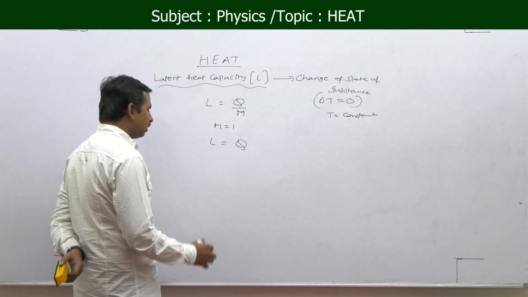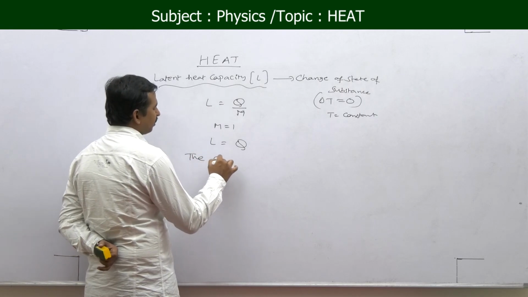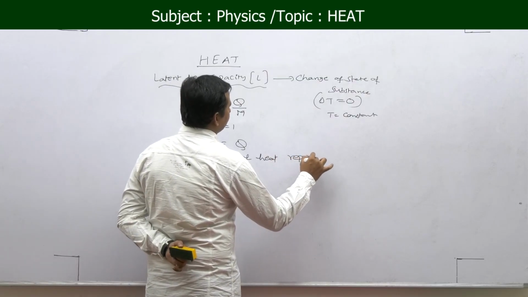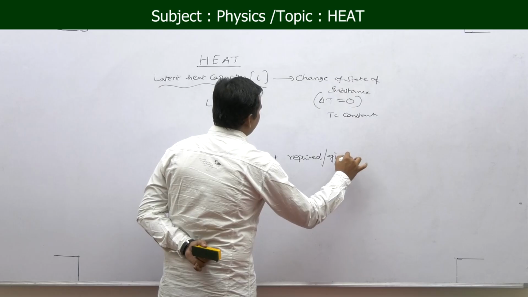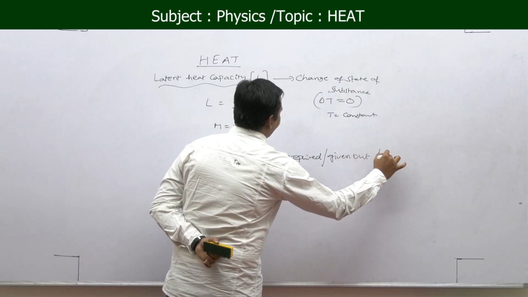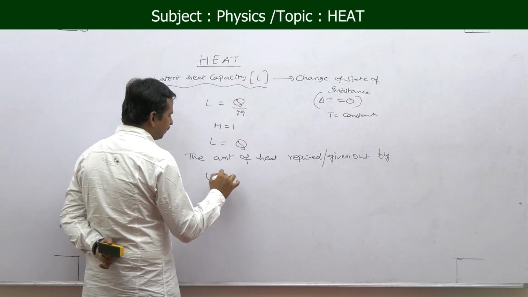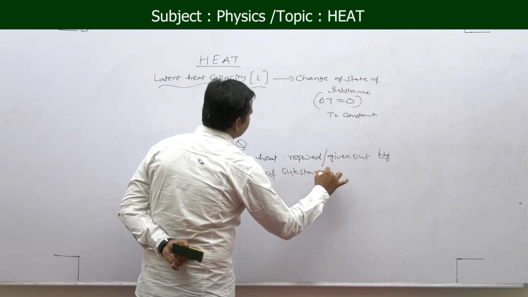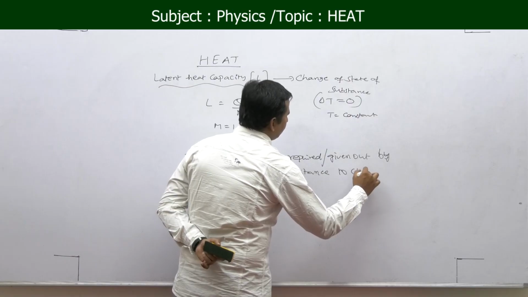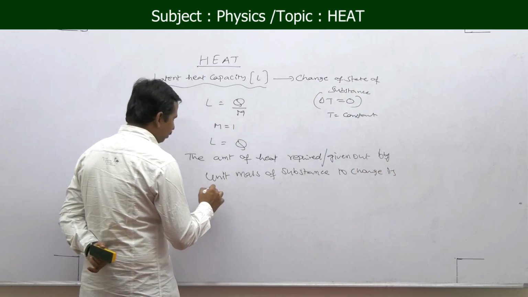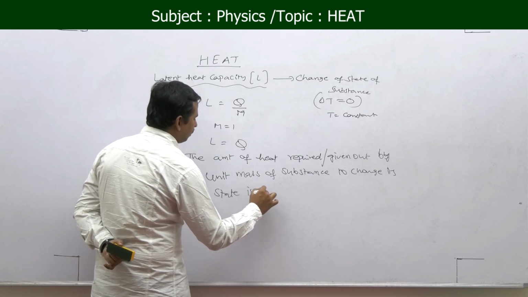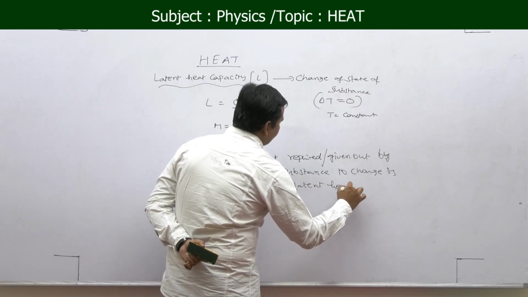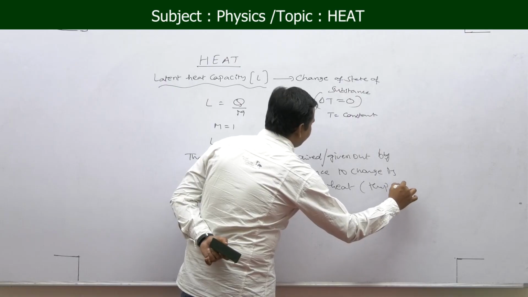So see that again, the definition: the amount of heat energy required or given out by unit mass of a substance to change its state is called latent heat capacity. But remember, it takes place at a constant temperature only.